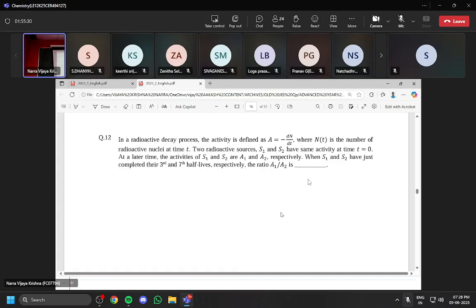By the time the first one disintegrated, and the second one disintegrated, this time is equal to 3 times T half, and this time is equal to 7 times T half. Then what is the A1 by A2 value? Solve.